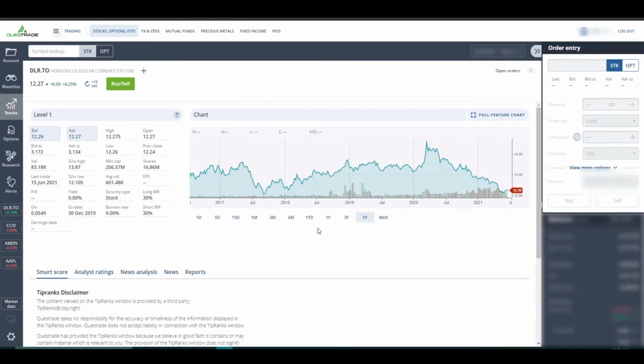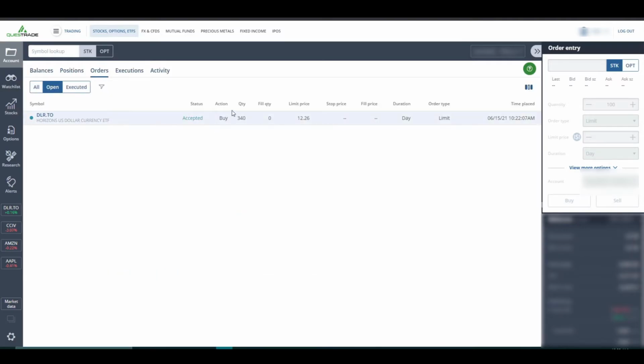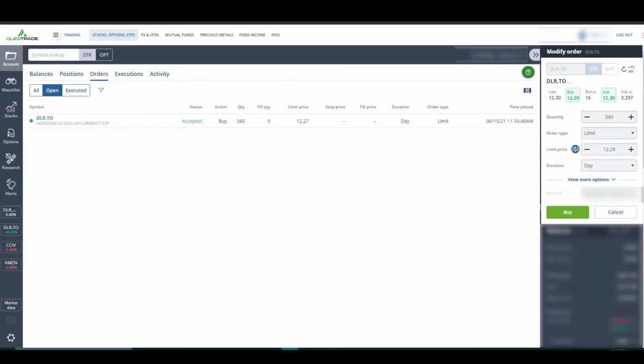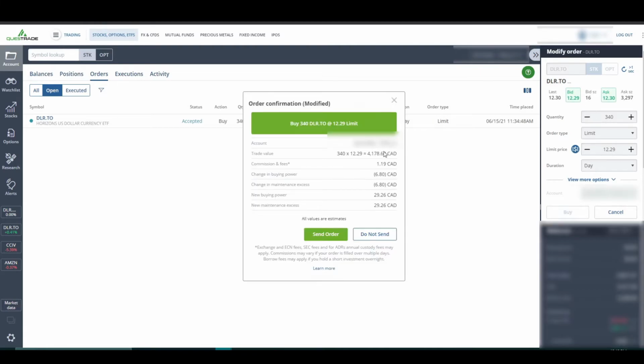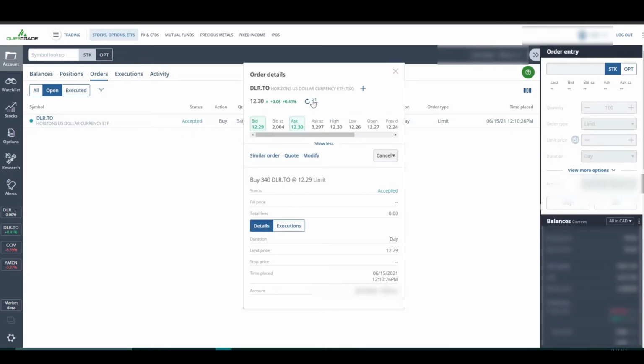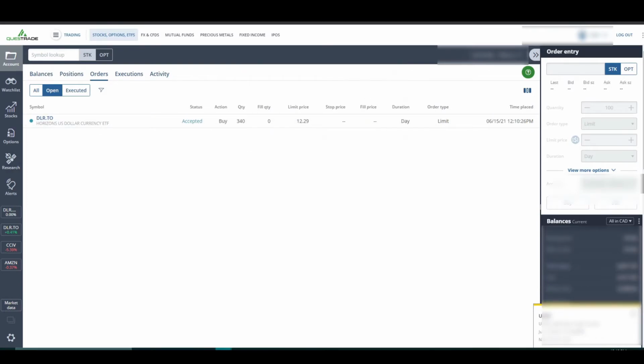After your order is placed, you can view its status in the Orders tab. Depending on the price you set, the order can take anywhere from seconds to days for it to fill. As you can see here, my order did not fill as fast as I wanted it to, and the price of DLR was increasing. If you'd like to speed up the process, you can modify your order and increase the limit price by going to the Orders tab, clicking on DLR.TO, pressing Modify, and then filling out your new order. Keep in mind that you will be paying a higher price for the security.